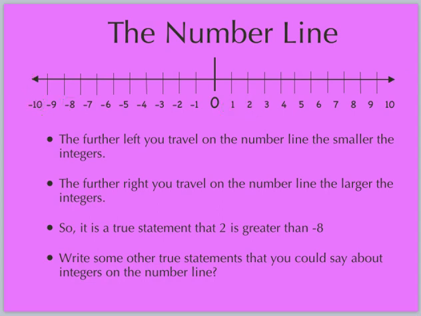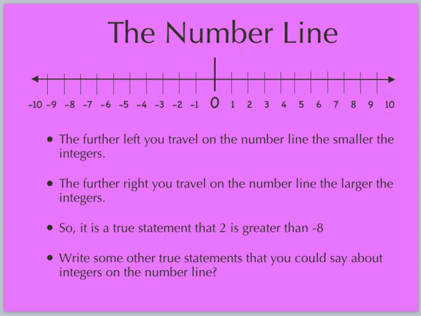Yes, it's true that 2 is bigger than negative 8. Although 8 is a bigger number as we usually know, negative 8 is to the far left compared to the number 2. Just like 10 is bigger than 7 because 10 is farther right than 7. Therefore, 2 is also bigger than negative 8 because it's to the right of negative 8. Does it make sense? Now, I want you to write other true statements that you could say about integers on the number line. Write these statements in your discussion box in this part of Schoology.